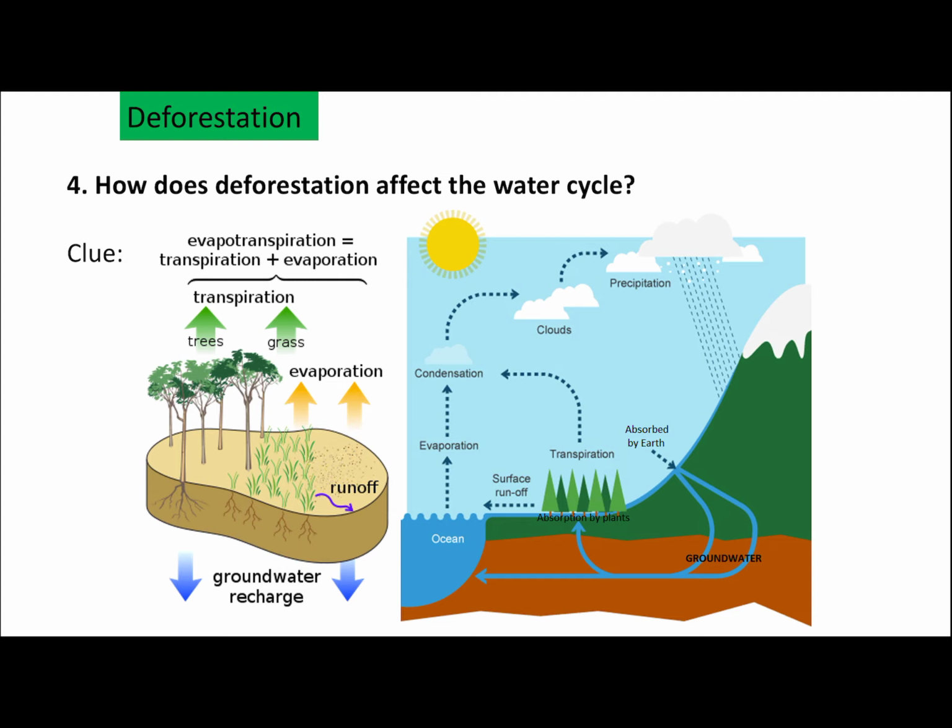There will also be an increased runoff due to less compact soil that we just spoke about. So there might be an increased surface runoff into the oceans, into the rivers.